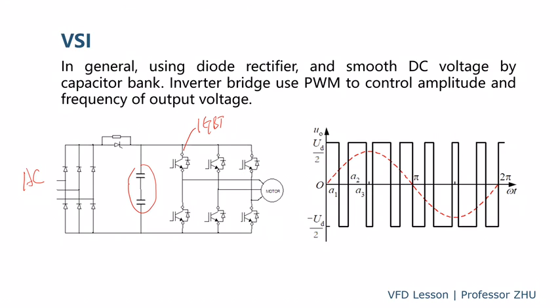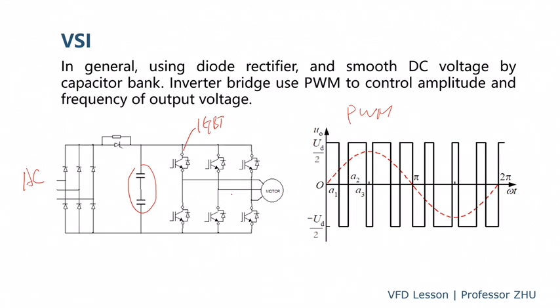So the DC voltage is almost fixed, which is decided by the AC voltage. And on the inverter side, we use PWM technology. So normally we use a reference and a carrier wave to do the modulation. Then you get the pulse. So by changing the duty cycle of the pulse, we can change the frequency and the amplitude of the output voltage at the same time.